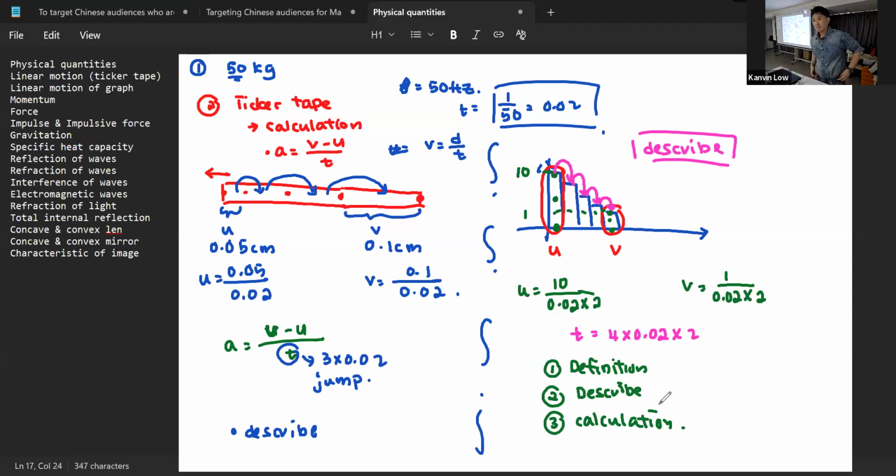Sorry? Definitions, not definitions of ticker tape, it is definitions of acceleration or velocity. Yeah, like that. So remember, all these you can find from the formula. Okay? Cool.